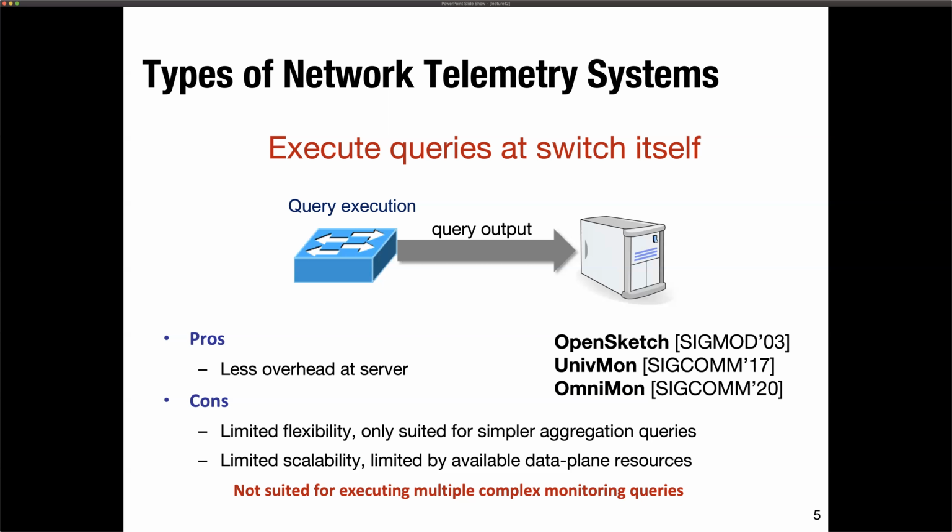So if you want to do reduce or a distinct, rather than using an exact hash table, you can use an approximate data structure, which is called a sketch. And that will help us reduce the memory footprint for executing these queries.